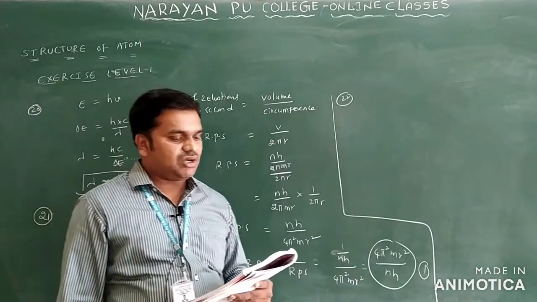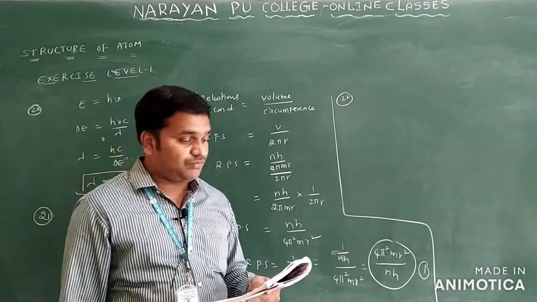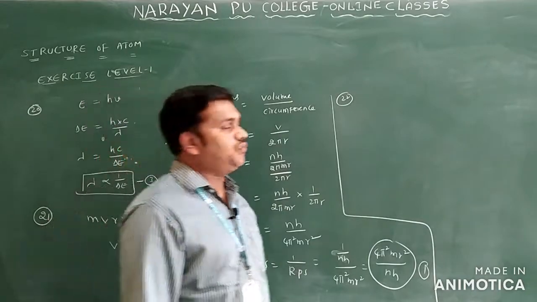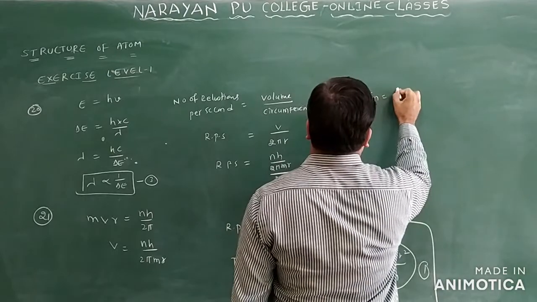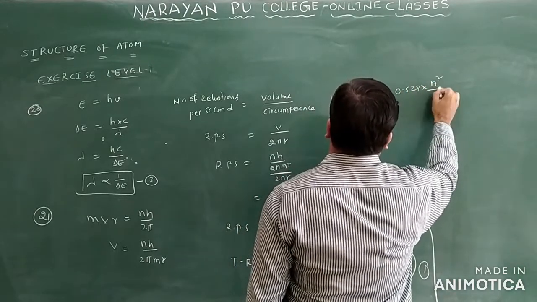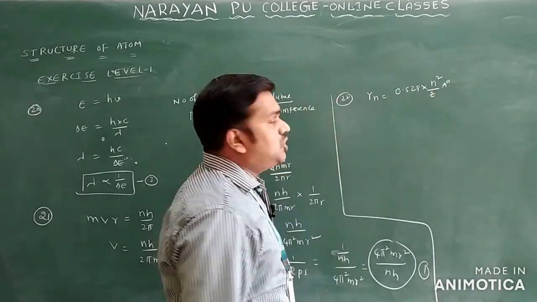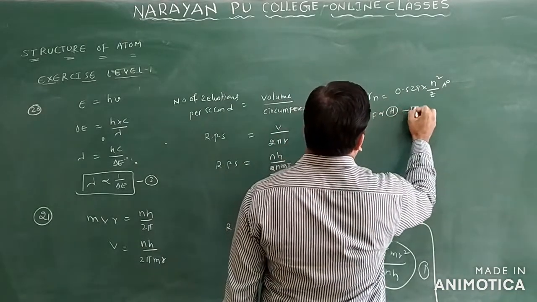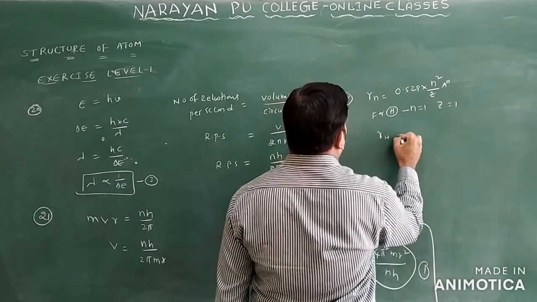The radius of which of the following orbits is the same as that of the first Bohr orbit of the hydrogen atom only. For the first Bohr orbit of the hydrogen atom, what is the formula we have? 0.529 into n square by z angstrom units only. For a hydrogen atom, first orbit means n is equal to 1 and z is equal to 1. So how much radius of the hydrogen atom will you get?